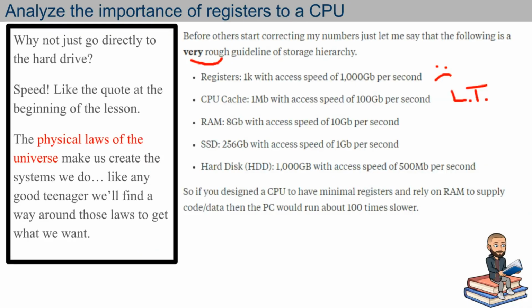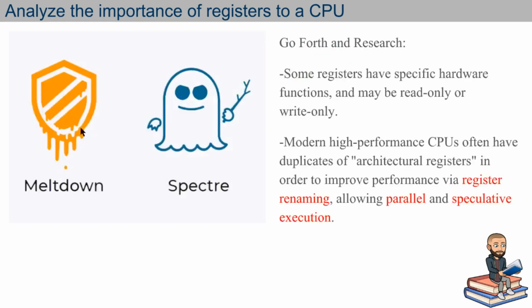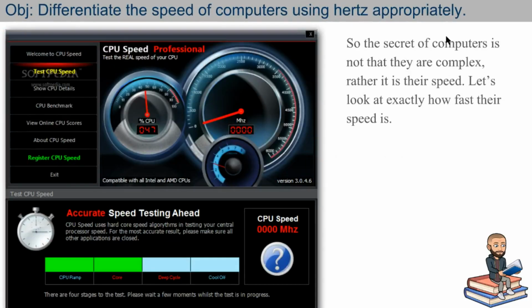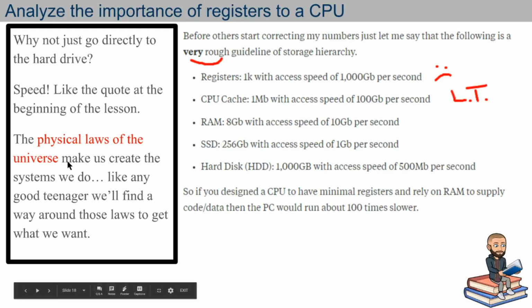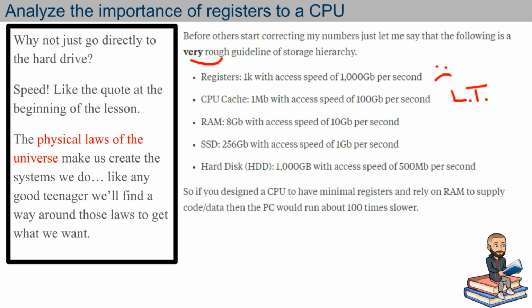So at this point, many of you might be wondering, why don't we just go directly to the hard drive to get the memory, to get the ones and zeros that we need? Well, the answer is pretty simple: speed. Just like that quote I had near the beginning of the lesson here, the secret of computers is not that they are complex, but their speed. So the physical laws of our universe make us create the systems that we do. And like any good teenager, we humans are finding a way around those laws to get what we want.